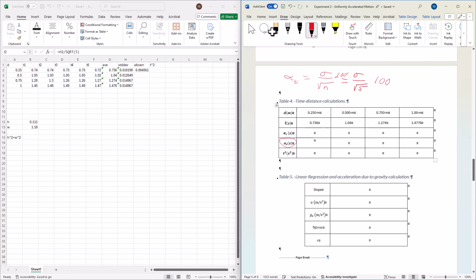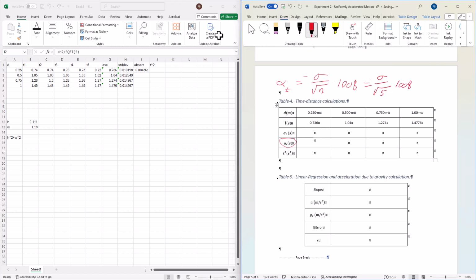So let me just clean this up a little bit because that looks pretty bad. Let me try that one more time. Okay, so the standard error in seconds is going to be the standard deviation divided by the square root of the number of samples times 100%. Okay, which in our case is going to be sigma divided by the square root of 5 times 100%.